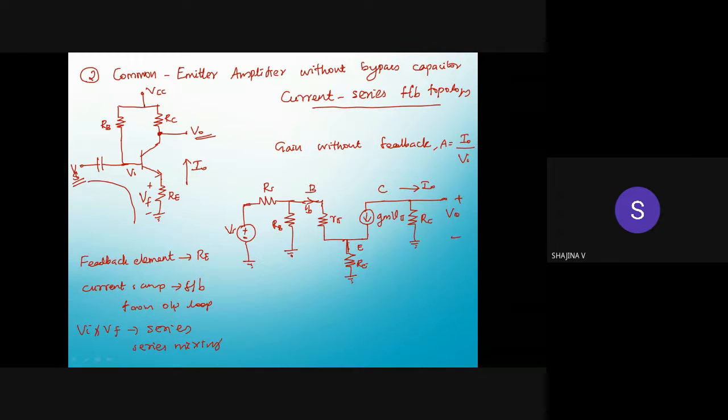Now from this equivalent circuit we have to calculate the gain without feedback. So first of all I am going to write the expression for I naught. What is I naught? I naught is the current flowing through the output circuit. See, from this circuit you can see this is my IC, collector current, but in the opposite direction. So the collector current is what? At the output side we have the current gm into V pi, right? So since the direction is opposite, I can write I naught is equal to minus gm into V pi. So this is my I naught, current through the output circuit.